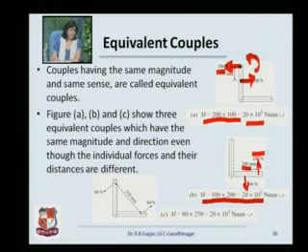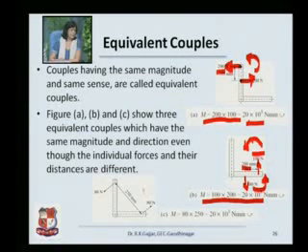Let us look at the direction of this couple. This couple is trying to rotate the body in which direction? Once again in the anti-clockwise direction. Can we say that the couple in case A and the couple in case B are both equivalent couples? Because they have the same magnitude and they have the same direction.